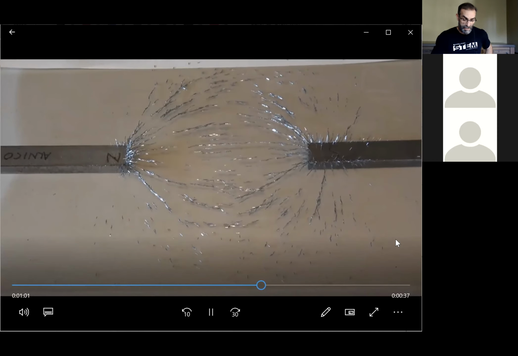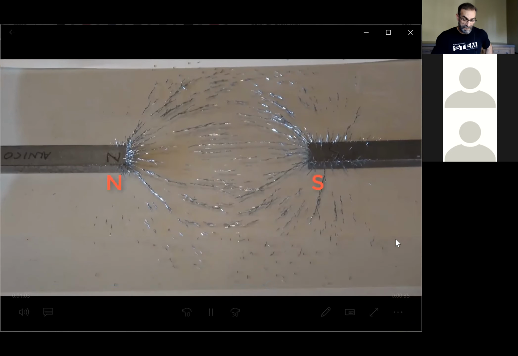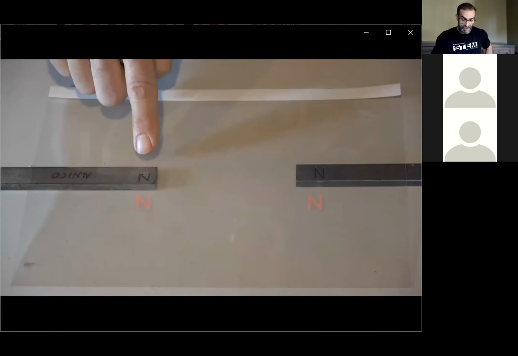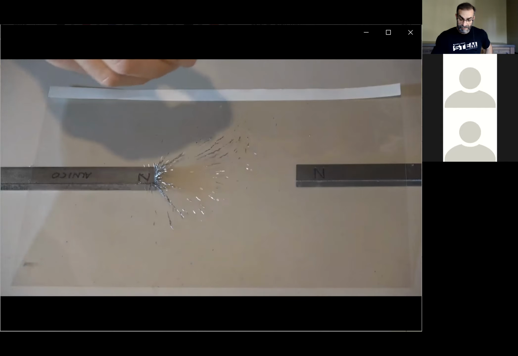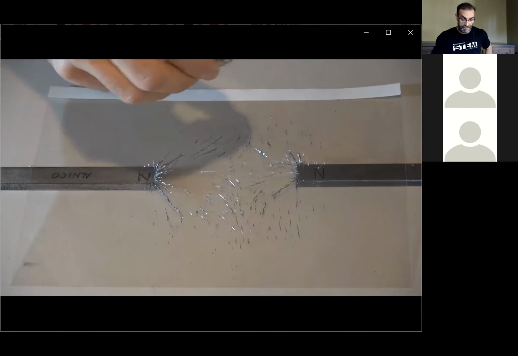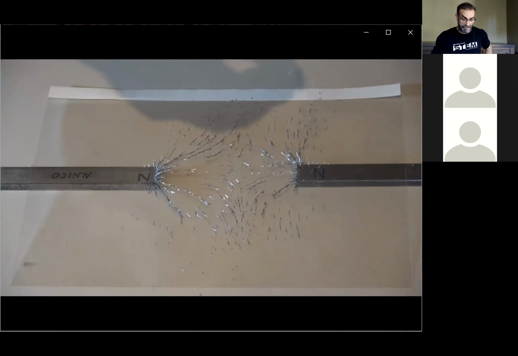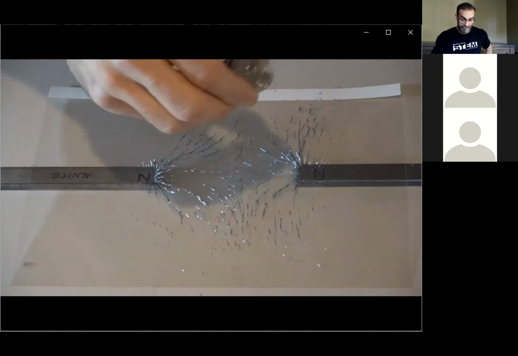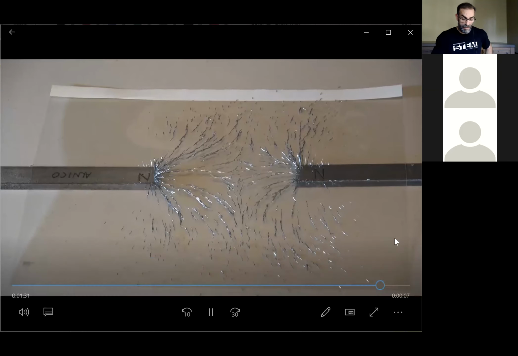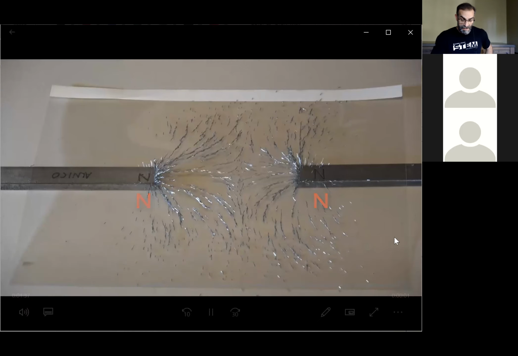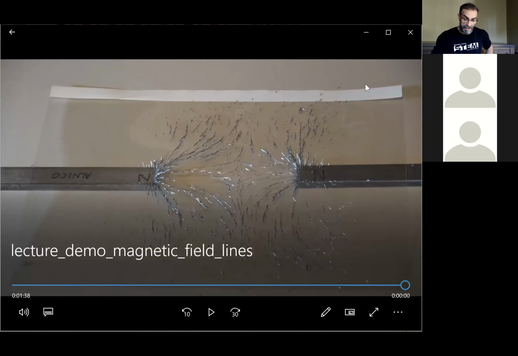Okay, so that's a north and a south. And here we have two north poles. And so the field lines come out and then go up and down towards infinity, right? They repel each other. Okay.